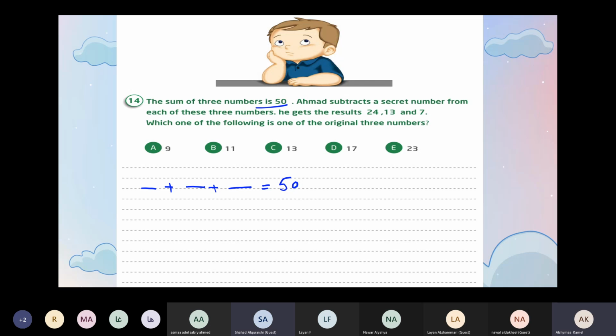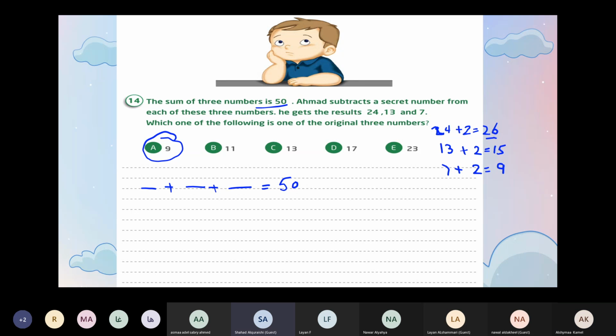24 plus 2 equals 26. This is the original number, but I don't have any 26 here. So this is not the number. 13 plus 2 equals what? It will be 15. You have 15 here? No. So it's what? 27. 7 plus 2 equals what? It will be 9. The original number is 9.